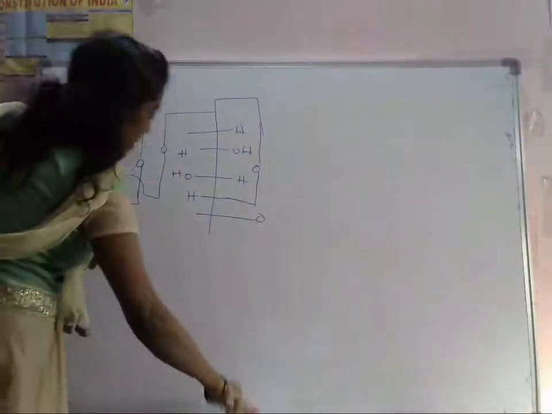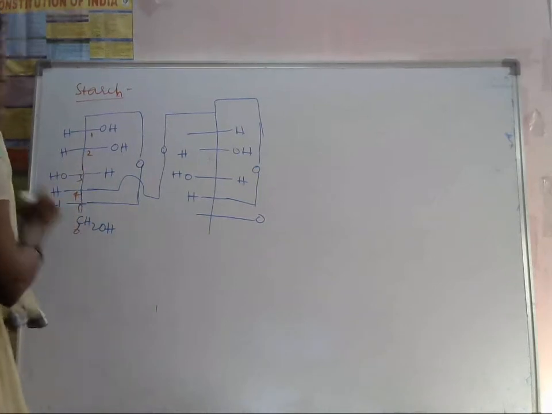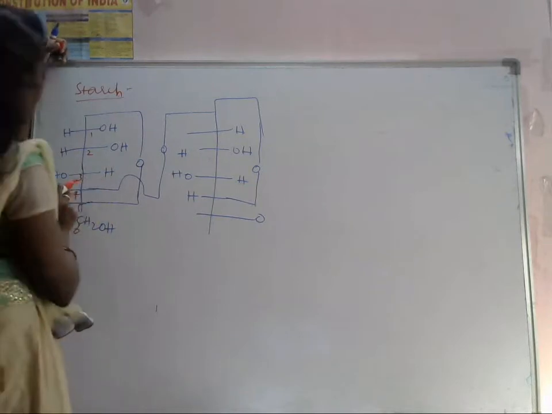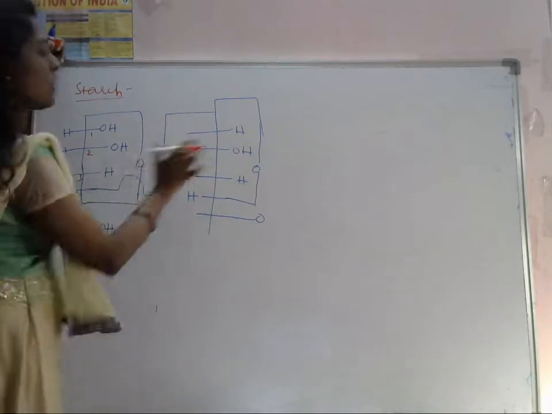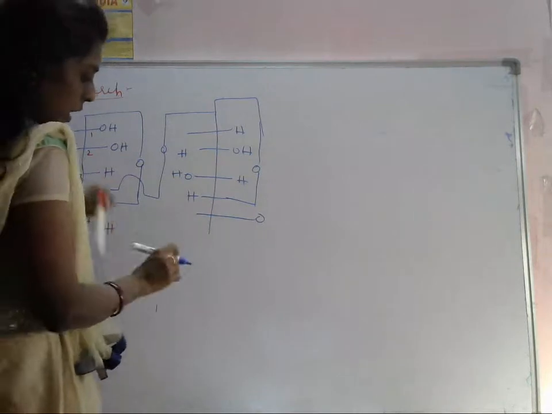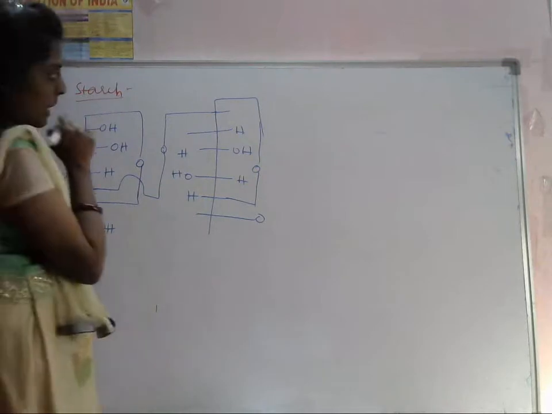Here, if you see, this is the first carbon: 1, 2, 3, 4, 5 and 6. The fifth carbon forms the glucopyranose. Here we are writing the polysaccharide units. Okay, polysaccharide units. So what will happen here?